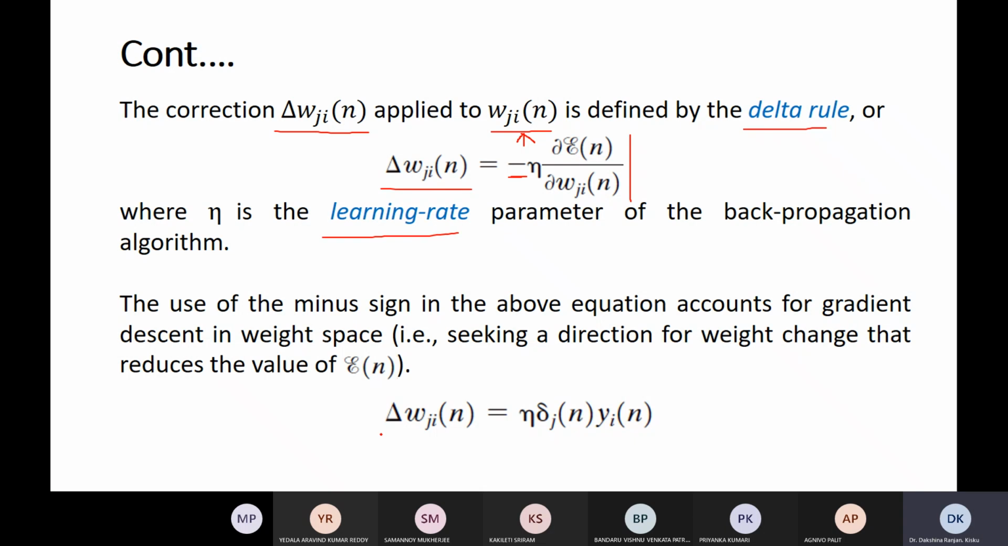Therefore we can write delta w_ji of n equals eta times delta_j(n) times y_i(n). What is delta_j(n)? Can you tell me what delta_j(n) is?